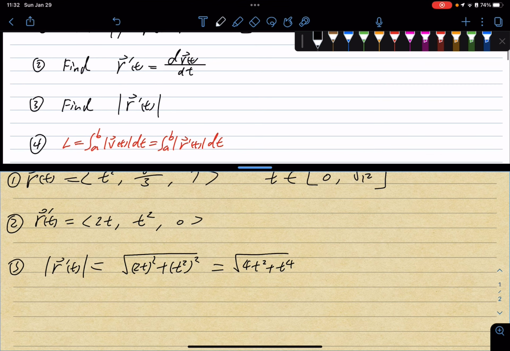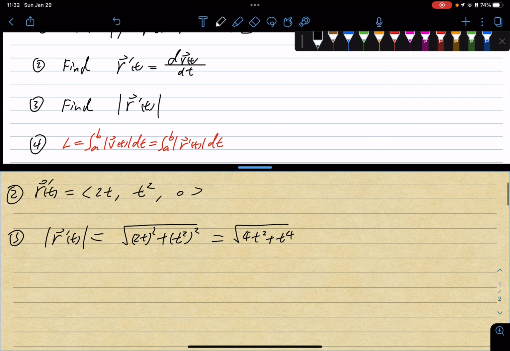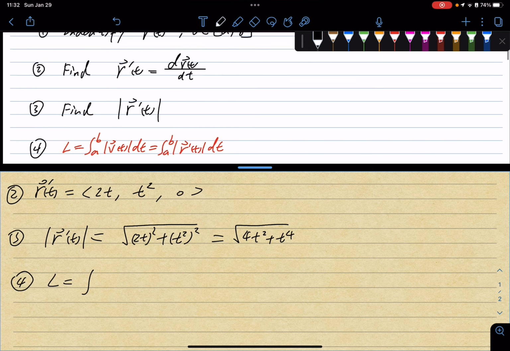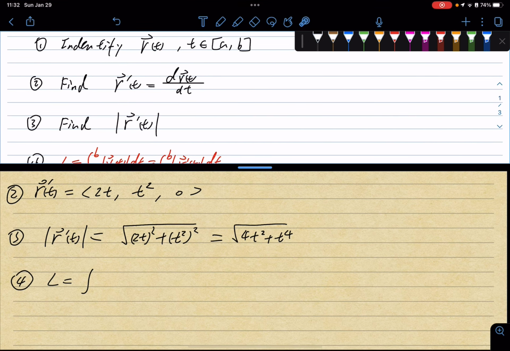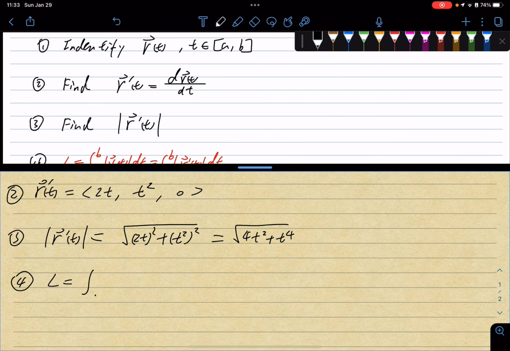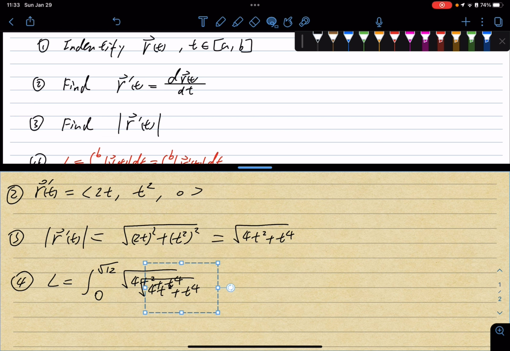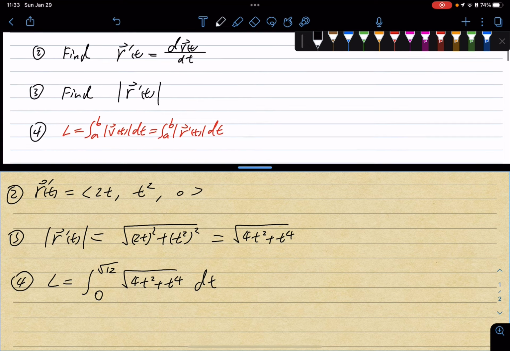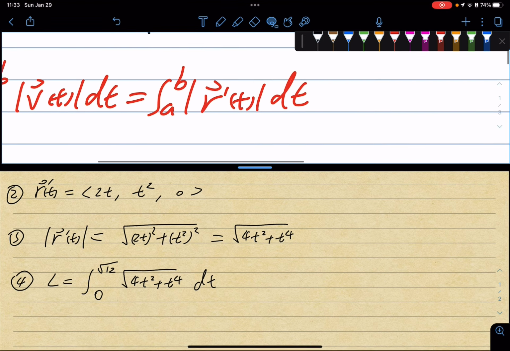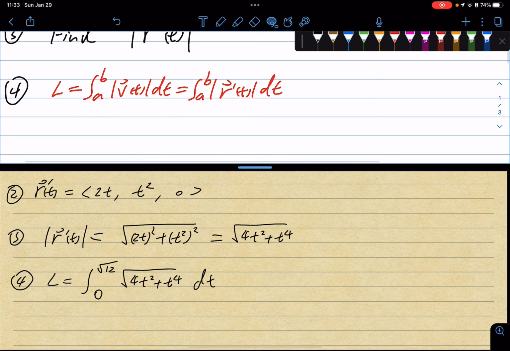And then step 4, right? We're just going to jump straight into the formula. So L equals the integral from a to b, where a and b are the time interval that we have just found out right here. So that is 0 to square root of 12. And then the integrand that we're integrating is right here, and then we have the dt. So we are using this part of the equation. These two are pretty much the same. It's just v of t equals r prime of t.